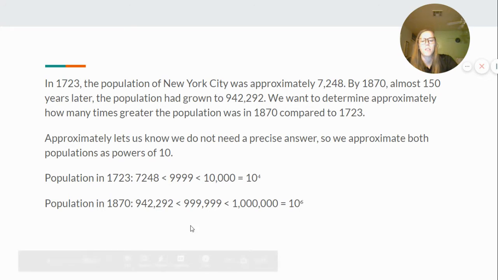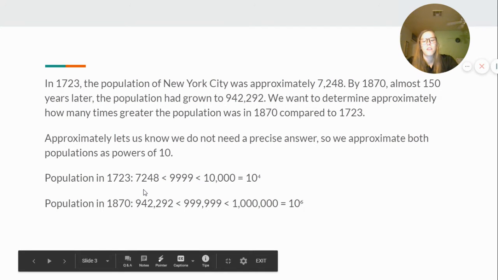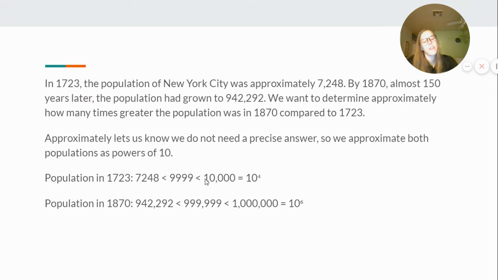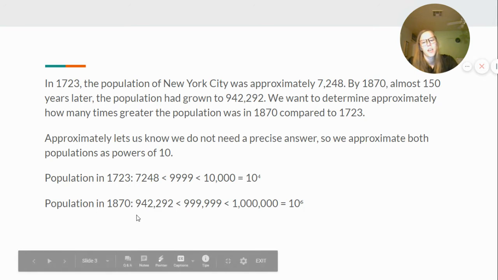So same as we did last week with magnitude, 7,248 is smaller than 9,999, which is smaller than 10,000. So we can represent that approximately as 10 to the 4th. And again, I'm not going to read the numbers, but we have this population of New York City in 1870 that's smaller than this, which is smaller than 1 million. So we can represent it by 10 to the 6th.